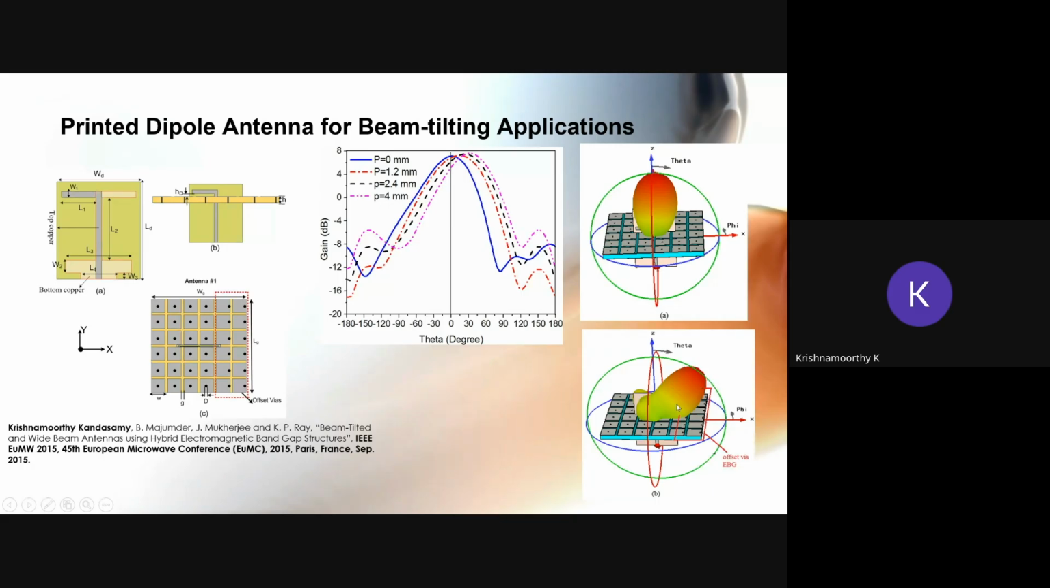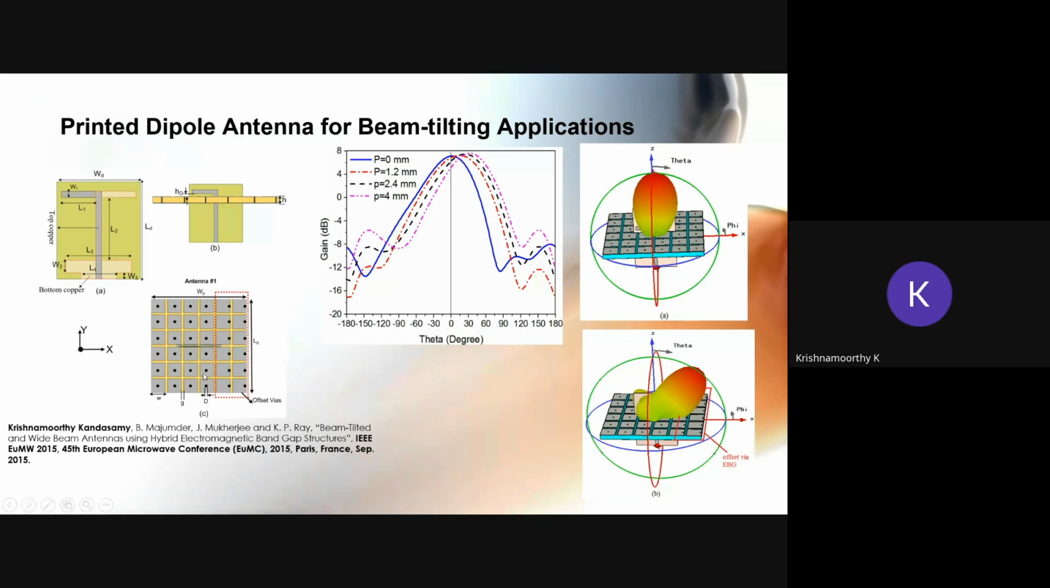Okay, similarly, if you want to tilt the beam in the other direction, we can shift the vias to the edge, then we can tilt the beam to the desired direction. Okay, so here this gain plot gives the different via positions from the center. We can tilt the beam to the different directions here. Okay, the different angles from the broadside direction.